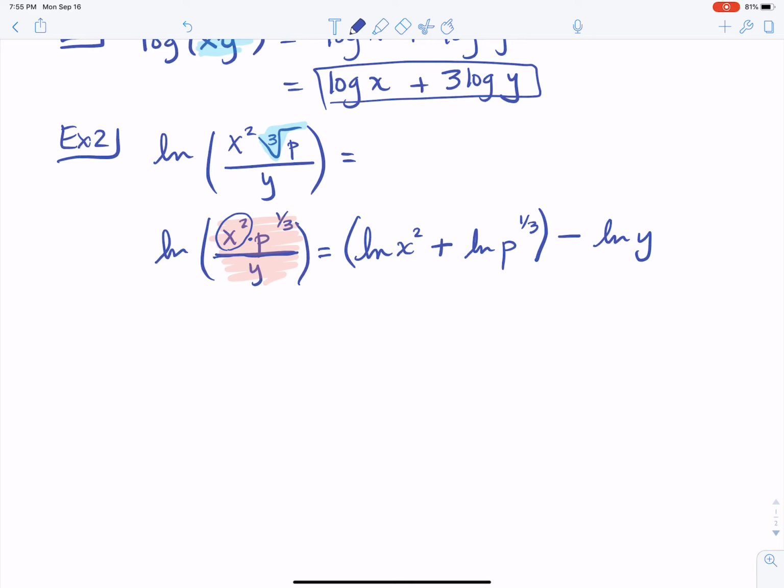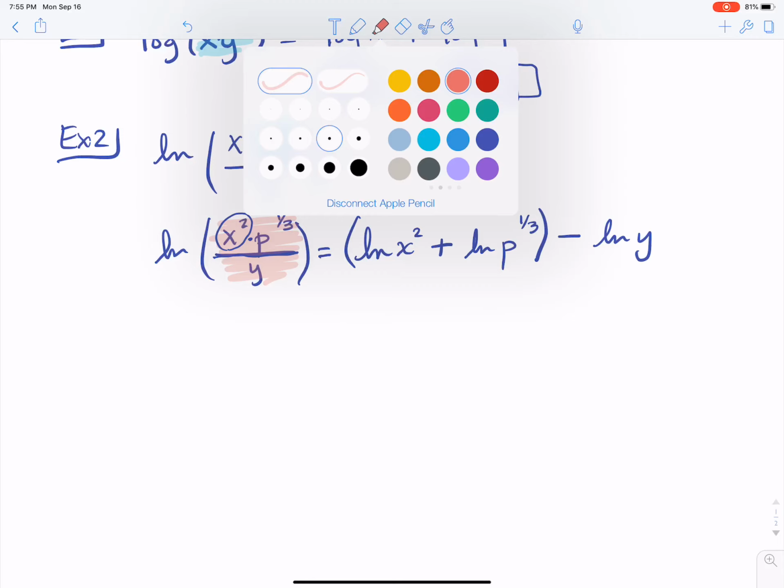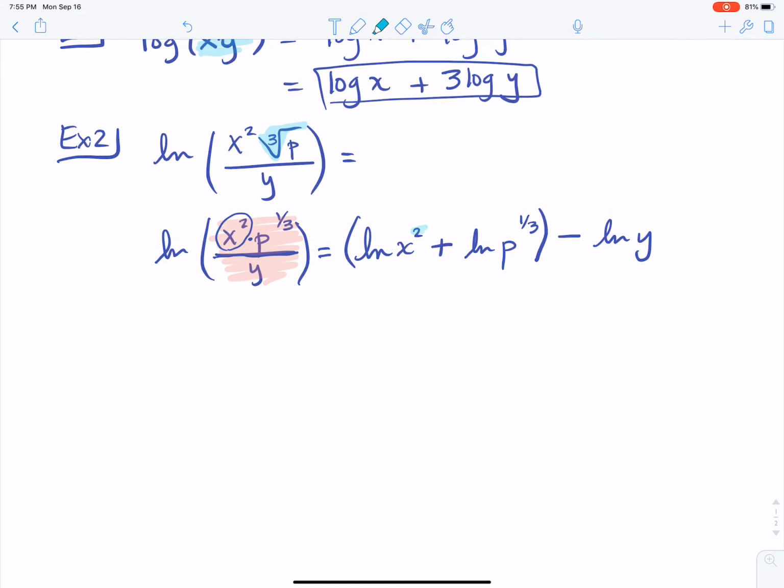Now, we have not used all the rules as far as possible because we still have this power and this power. So we're going to go ahead and use the power property to bring the powers down in front. Okay, so we are going to get 2 ln x plus 1/3 ln p minus ln y. So that would be fully expanded.